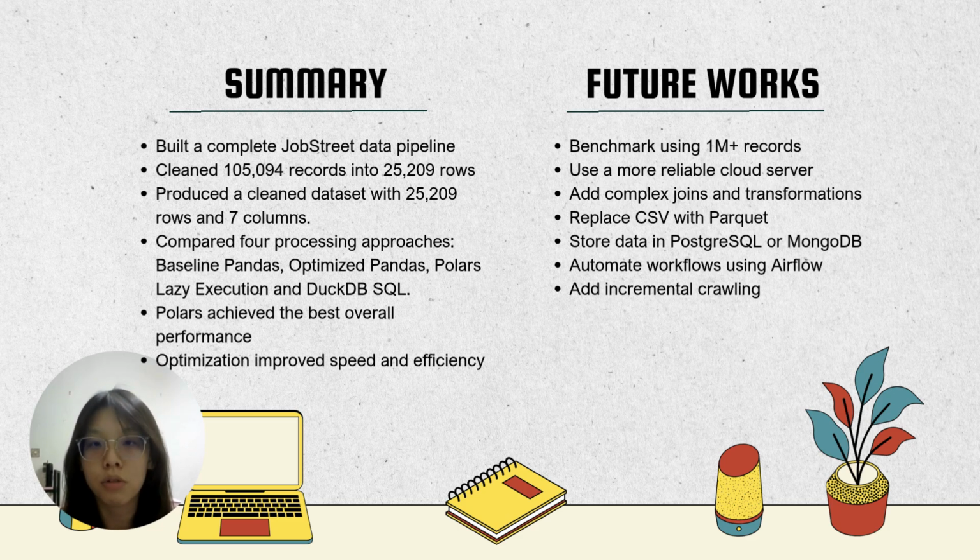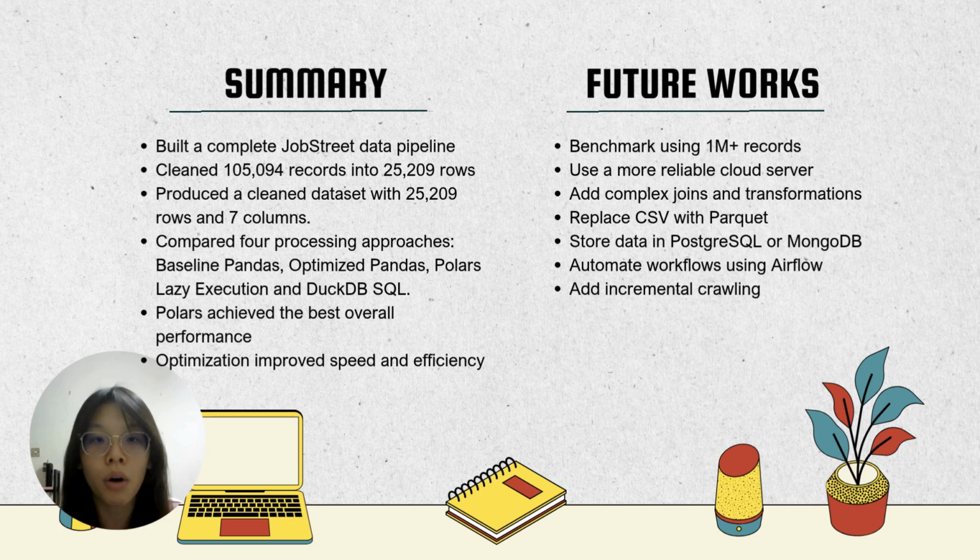Four processing approaches were compared: the baseline pandas, the optimized pandas, Polars lazy execution, and DuckDB SQL. Among them, Polars achieved the best overall performance, showing that the optimization techniques can improve processing speed and also efficiency. Next, for future work, the pipeline could be tested using more than 1 million records to evaluate scalability more clearly.